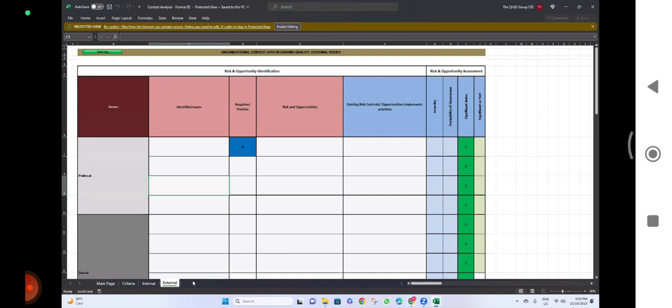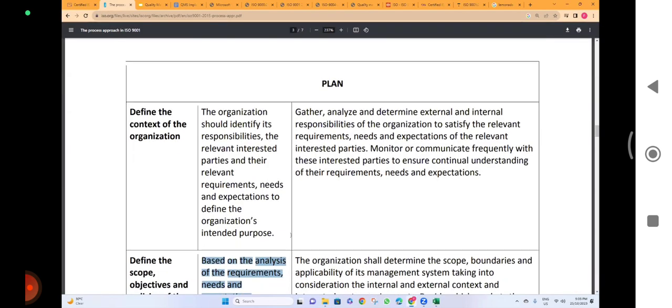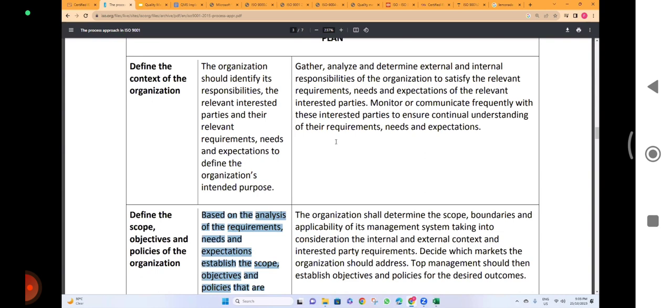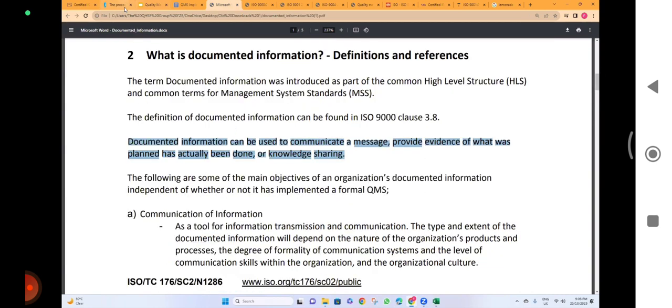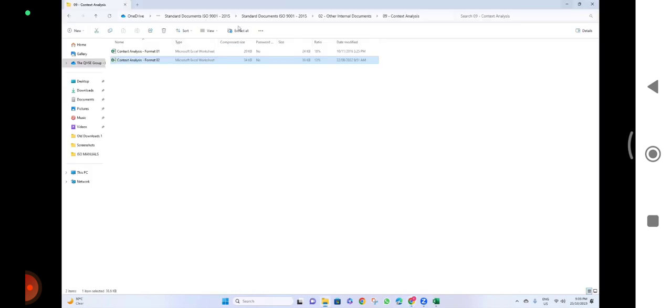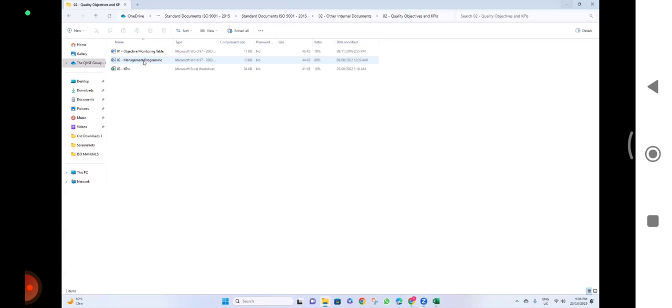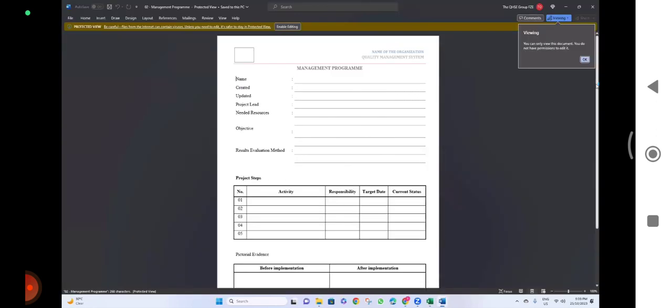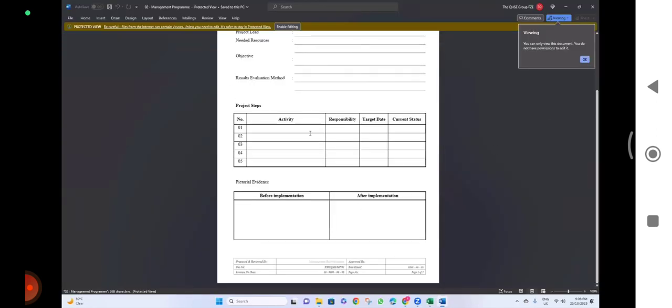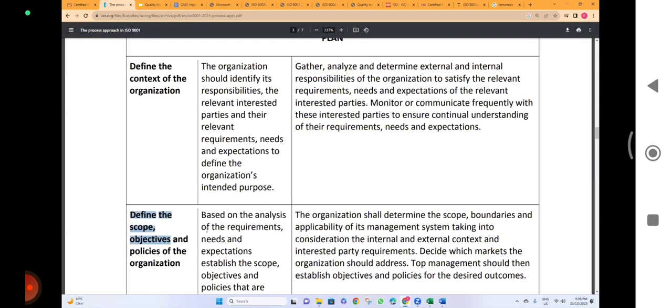And then this documented information under objectives, which information are you going to use to communicate or provide evidence that step number 2 was completed? You come over here, okay? And then you go to the section of what? Of quality objectives. And then these are the objectives management program. And then you just click over here, okay? For example, this is the documented information that you are going to be using. So before and after implementation and the activities, when you complete these documents right here, that is now how you are helping your organization to complete these steps.